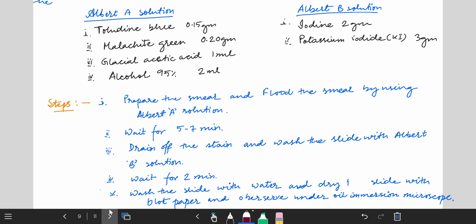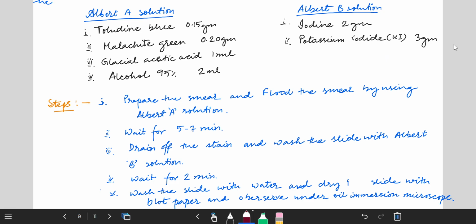Now we need to understand two types of solution: Albert A solution and Albert B solution. The Albert A solution consists of toluidine blue 0.15 gram, malachite green 0.20 gram, glacial acetic acid 1 ml, and alcohol 95%, that is 2 ml. And Albert B solution consists of iodine 2 gram and potassium iodide solution.